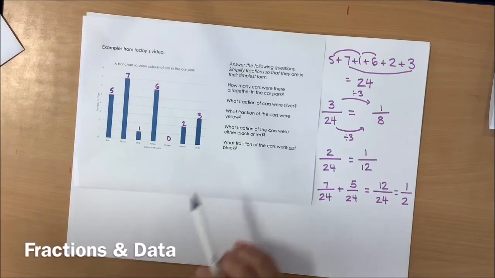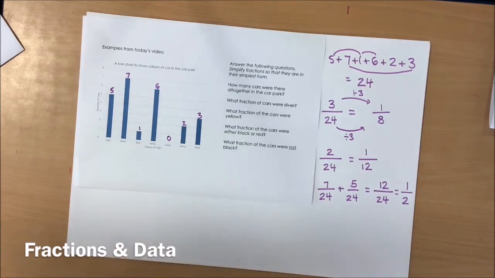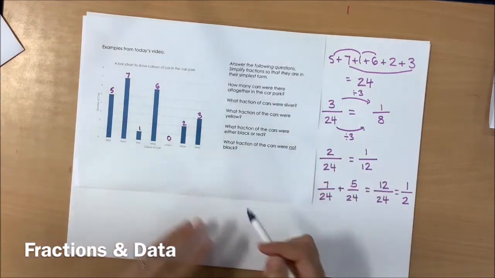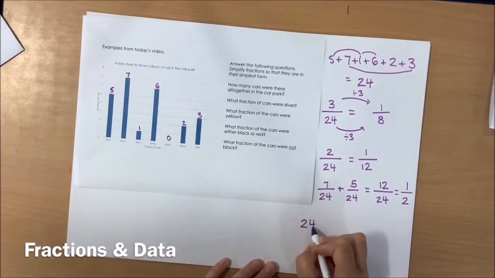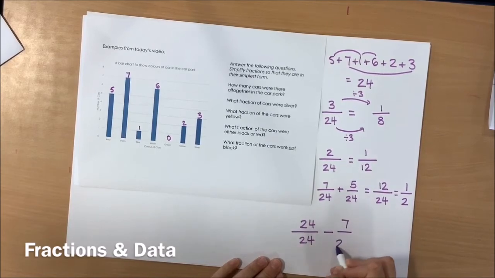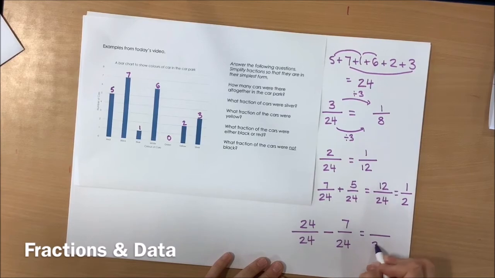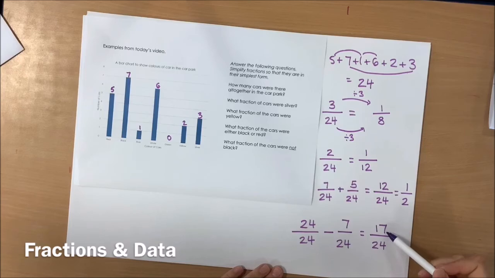And finally, what fraction of the cars were not black? Now, you could add up all of the other cars and do it that way, or you could say, well, the total is 1, which is 24/24. That's all of the cars. And then we can take away the black ones, so 7/24. And just like addition, the denominator stays the same. And 24 take away 7 is 17. Now I know that 17 is a prime number, so there's not going to be any common factors apart from 1, so that's your answer.